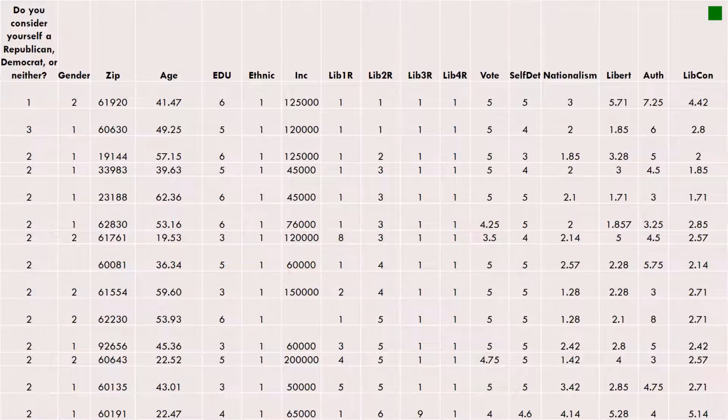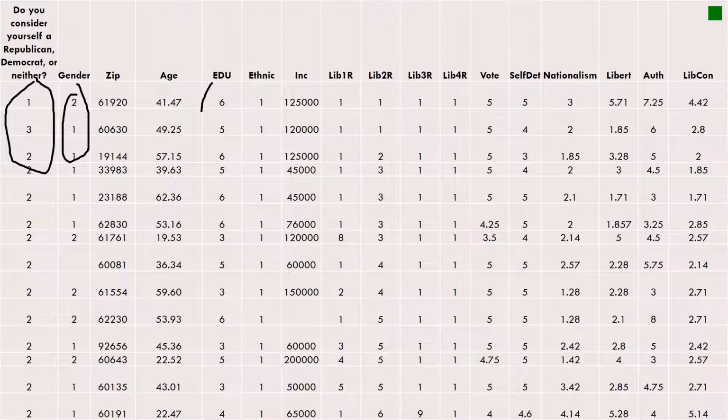Okay, so here's a little bit of data. This is the first column: do you consider yourself a Republican, Democrat, or neither? And we have 1s, 2s, and 3s in that particular column. Well, I don't know what a 1 is, a 3 is, or a 2. Here's gender, 2s and 1s. I don't know whether 1 is female or 1 is male. So there's a case where I need the code book to tell me what those stand for.